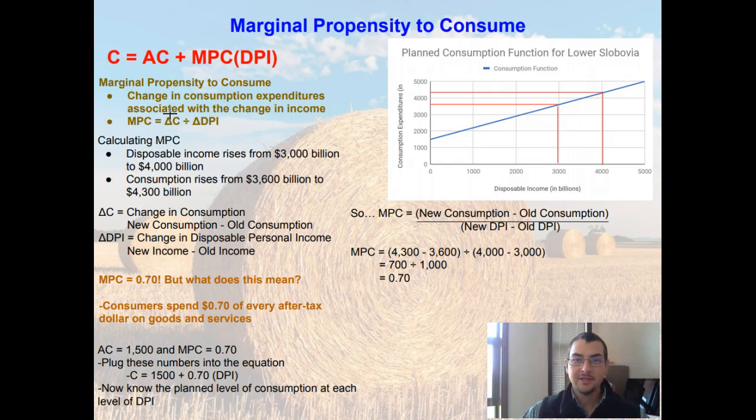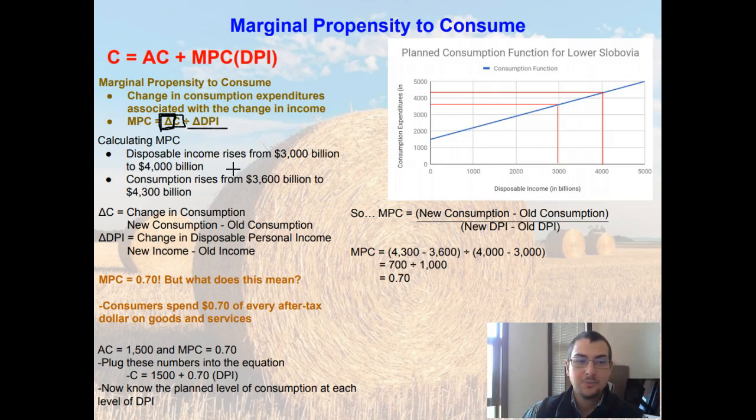So to calculate this marginal propensity to consume, we say that MPC is equal to the change in consumption. This little symbol right here is known as a delta. It's the Greek letter delta, and in mathematics it's known as the change in. So we say the change in consumption divided by the change in disposable personal income. So let's go ahead and work through an example.